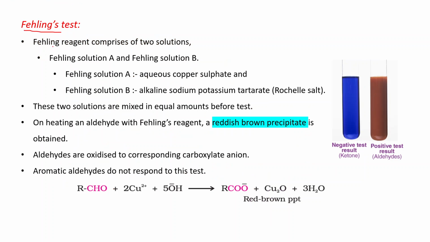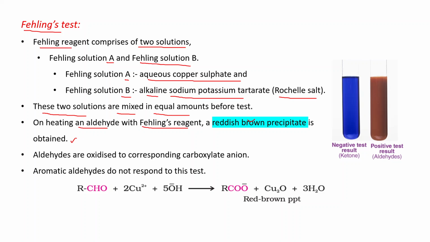Fehling's test. Fehling reagent comprises two solutions, Fehling solution A and Fehling solution B. Fehling solution A is aqueous copper sulfate and Fehling solution B is alkaline sodium potassium tartrate, that is Rochelle salt. These two solutions are mixed in equal amounts before the test. On heating an aldehyde with Fehling's reagent, a reddish brown precipitate is obtained. Aldehydes are oxidized to the corresponding carboxylate anion. Aromatic aldehydes do not respond to this test.